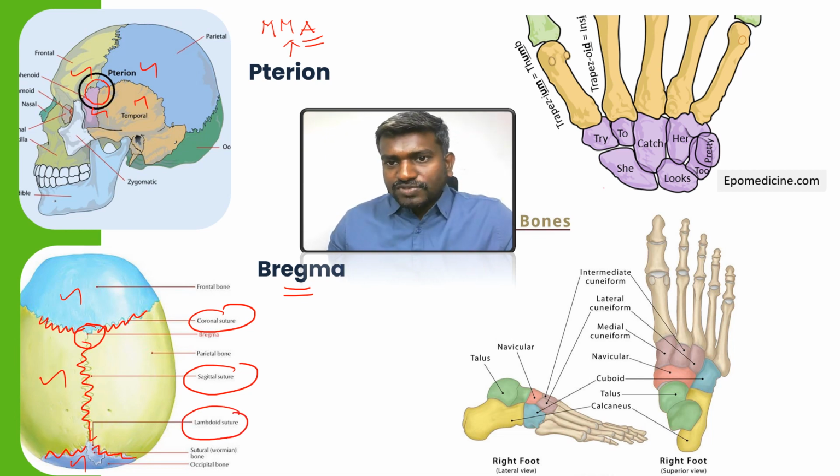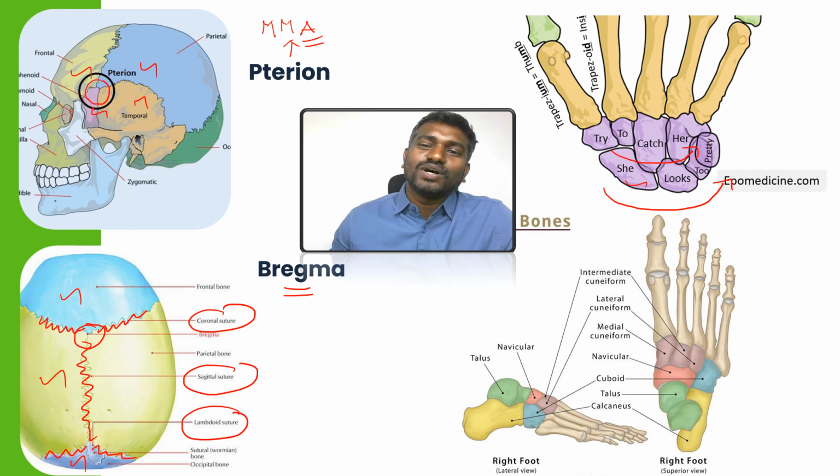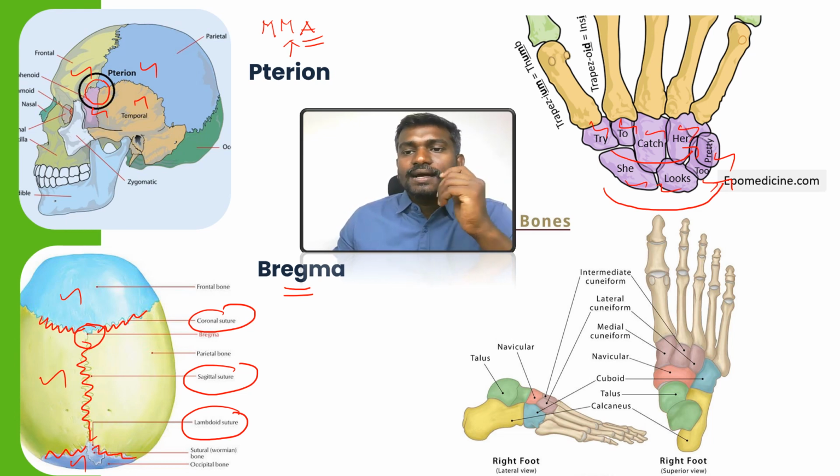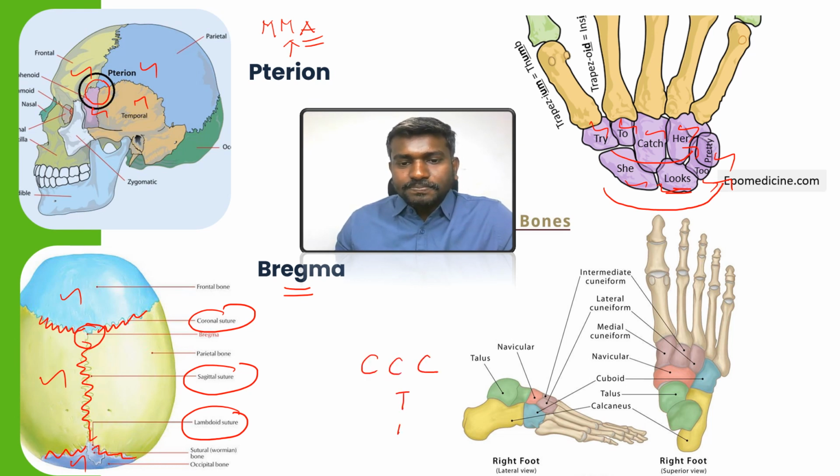Let's revise the carpal bones. Carpal bones come with a mnemonic. She looks too pretty. Try to catch her. S is for scaphoid, L is for lunate, T is for triquetral, P for pisiform. This is trapezium, trapezoid, capitate and hamate. Remember, scaphoid is the most commonly fractured bone in the carpal area, and lunate is the most commonly dislocated carpal bone.